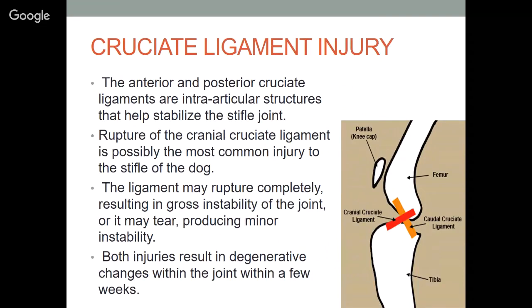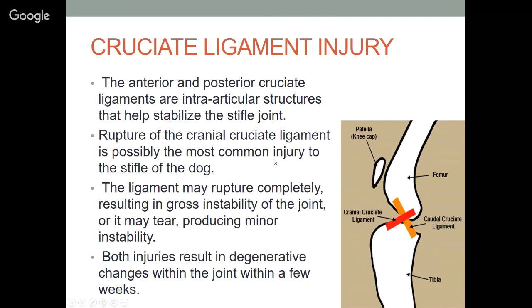Another really common injury, especially in dogs, is a cranial cruciate ligament injury. The cruciate means cross, and you see these ligaments are crossed. The most often damaged ligament in the knee is the cranial or the anterior, so the ACL or the CCL. This is the cranial cruciate ligament because it starts on the cranial portion of the tibia and goes to the caudal portion of the femur. This is the caudal cruciate ligament. It starts on the caudal portion of the tibia and goes to the cranial portion of the femur.